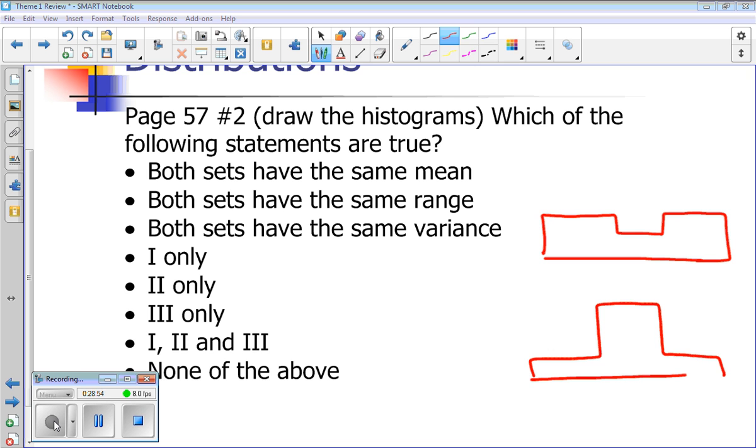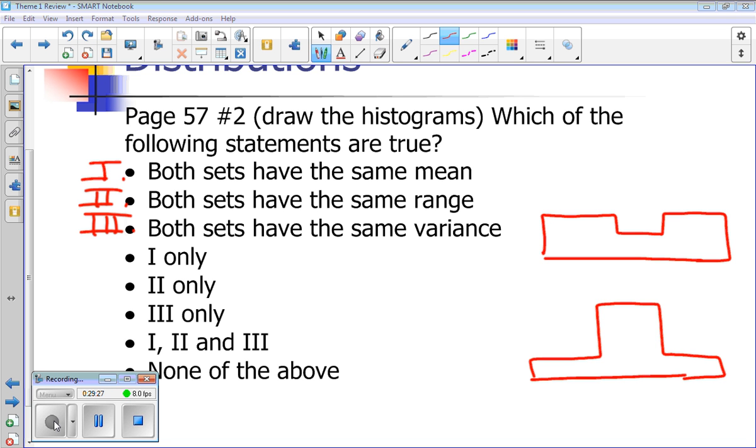They look like Lego pieces, but what would you say about these? Let's say the horizontal scales were the same, okay? What would you say? They're both symmetric. Okay, but what about this information, with Roman numeral 1, Roman numeral 2, Roman numeral 3. Do both sets have the same mean? Yes, they do.